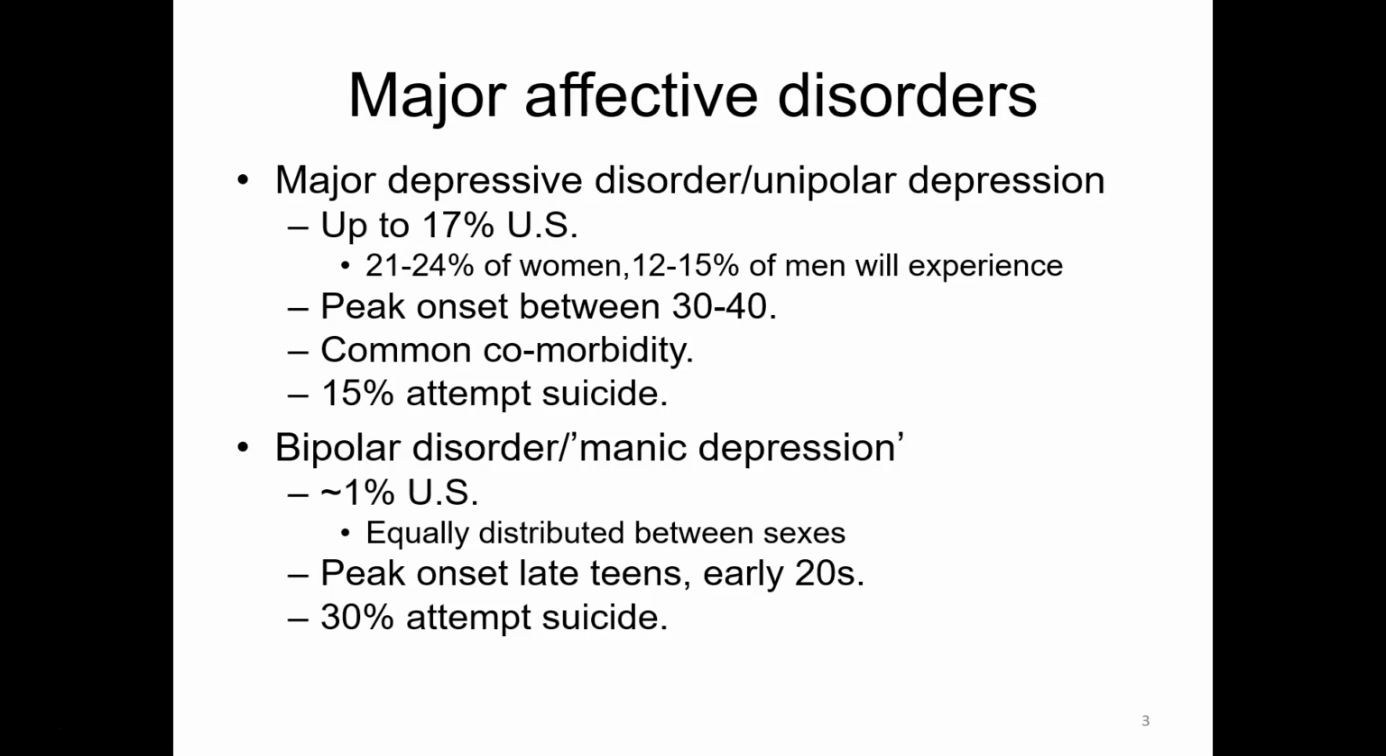Generally in the United States, up to 17% of people will experience depression at some point in their lives. About 21 to 24% of women and an estimated 12 to 15% of men will experience it. A peak onset tends to occur between the ages of 30 and 40. It has a common comorbidity. This means that it very likely occurs with other illnesses. Depression is very commonly comorbid with other illnesses.